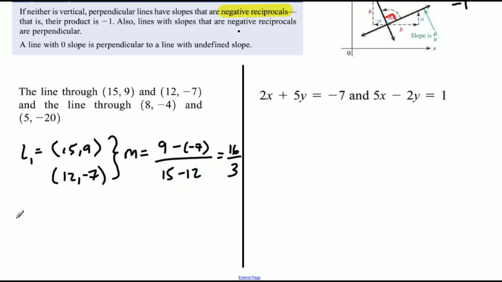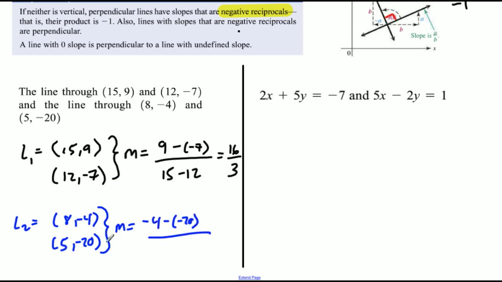Now let's find the second slope, and that consists of these points. We have the point (8, -4), and we have the point (5, -20). Let's go ahead and find the slope between those 2 points. Again, I'll just subtract top, bottom. Negative 4 minus -20, and in the denominator, 8 minus 5. So negative 4 plus 20 is negative 16, and 8 minus 5 is going to give us 3.